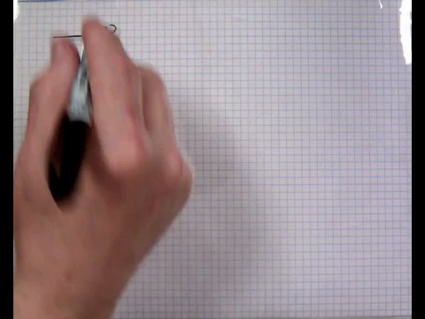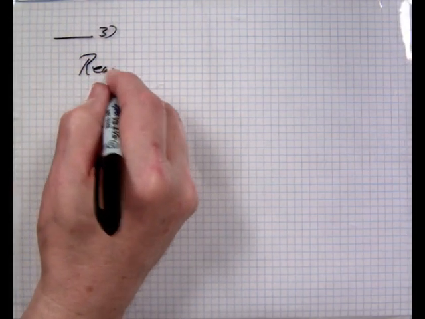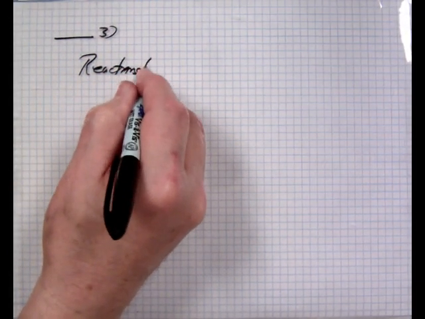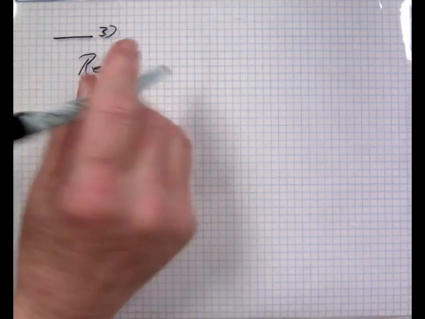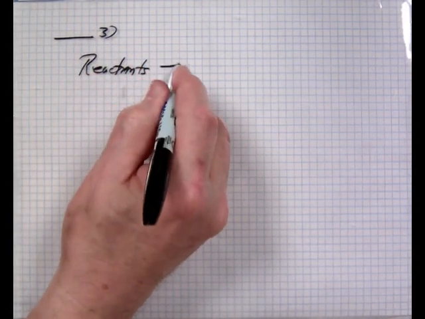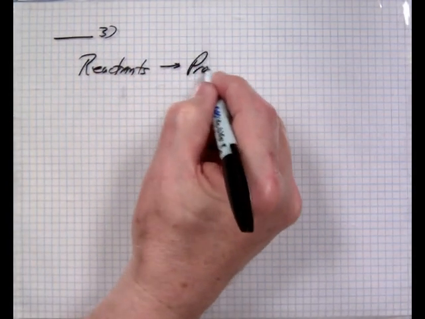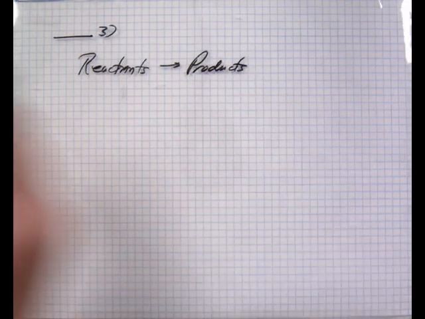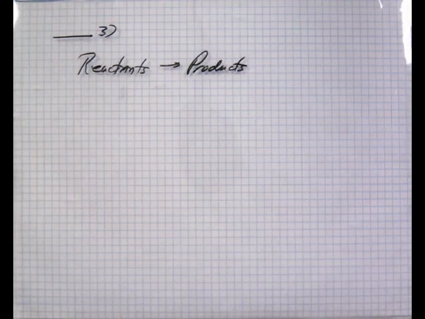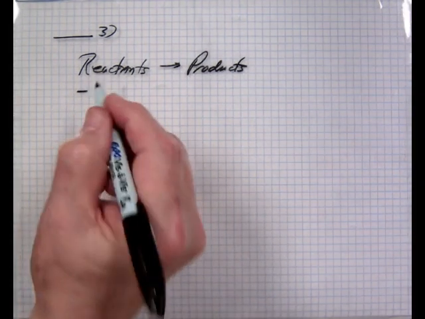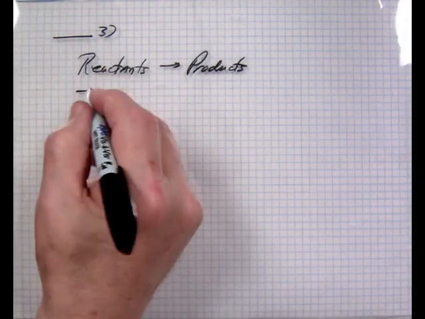When compounds form from reactants, one can always expect... Okay, so I've got reactants going to products. Can you expect, all right, here are your options.